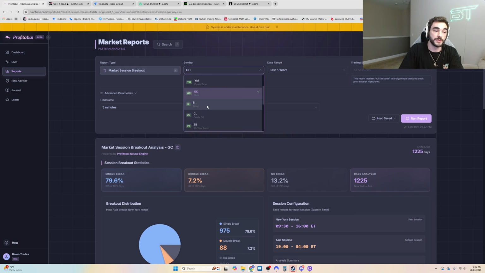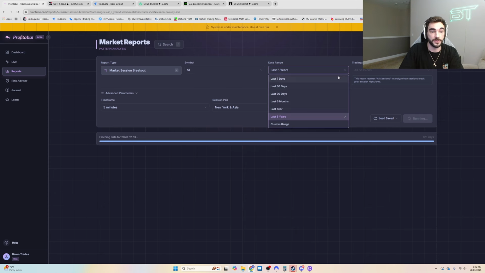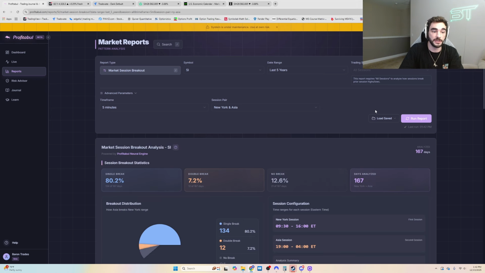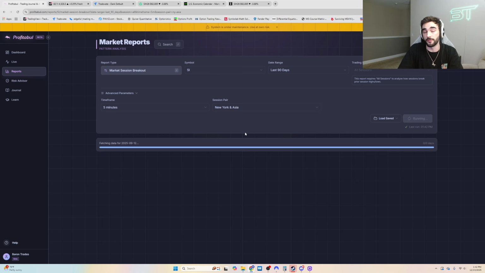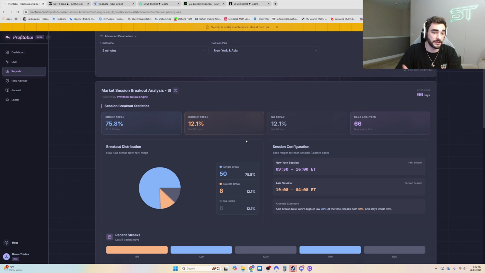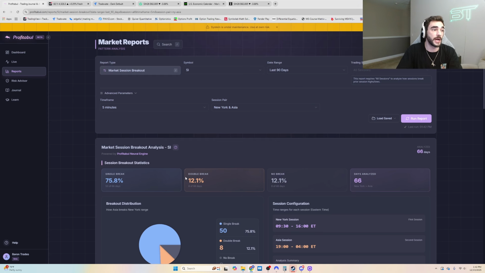I can hop over to something like silver as well. This stat is pretty good from what I've seen. Last 5 years, 80% again. So on the metals, this is a pretty relevant stat. I don't know if it's good on platinum or some of the other metals, but last 90 days, 75% stat. So high probability, I want to be utilizing this.